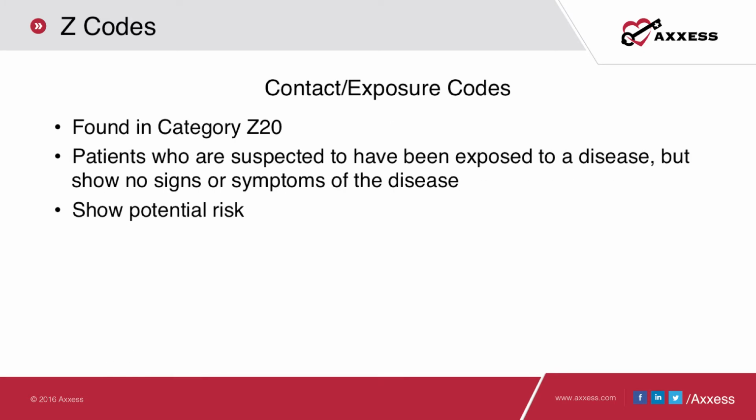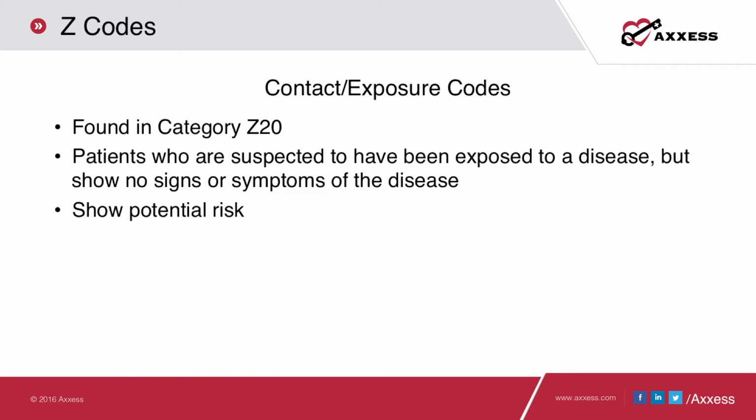Contact exposure codes, those are found in category Z20, and these are used for patients who are suspected to have been exposed to a disease, but they show no signs or symptoms of the disease. These codes show a potential risk. These are not often used, and one instance that I can think of here in Dallas that we would have used these codes, had we had the patient on our services, of course, was back when we had the Ebola virus out here. The nurses who cared for the patient who subsequently passed away from the Ebola disease had a period of time where they had been exposed, but they didn't all come down with the disease, but there certainly was a big risk of that.